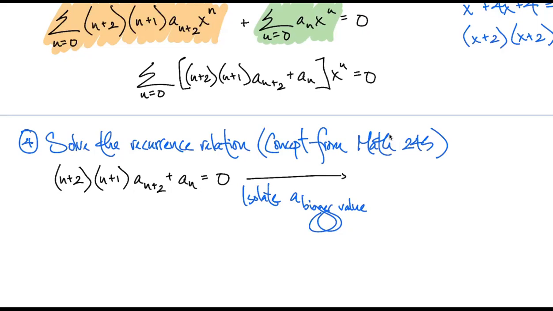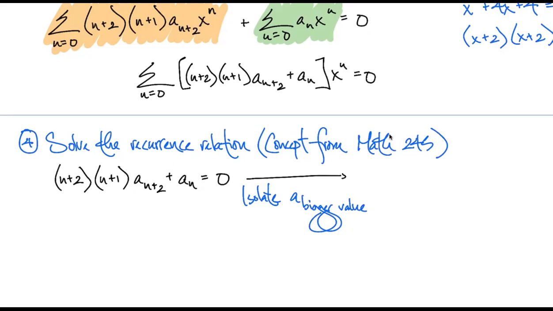Subtract a sub n from both sides and then divide by n plus 2 times n plus 1. Perfect, right? So it's like a very grown-up way of looking at equation solving. We're going to still follow our order of operations. I'm going to subtract that a sub n.